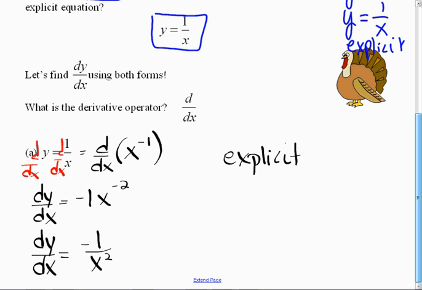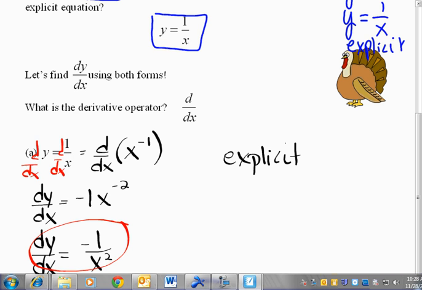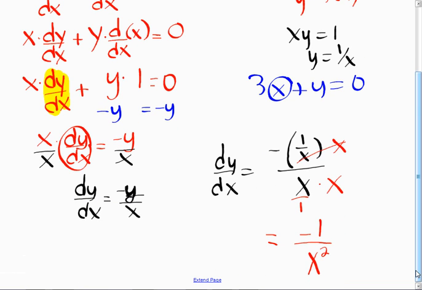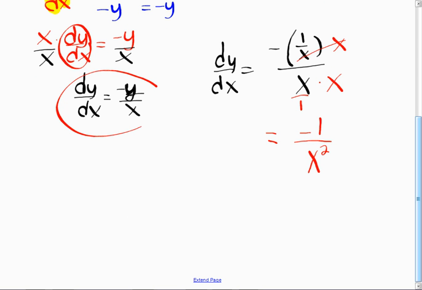Isn't that the same answer? Yes, it is. I just substitute. Now, when you do things implicitly, by the way, you will just leave it that way. If you think about what it is, it's the slope of y equals x, which is 1. You will have x's and y's in your answers.